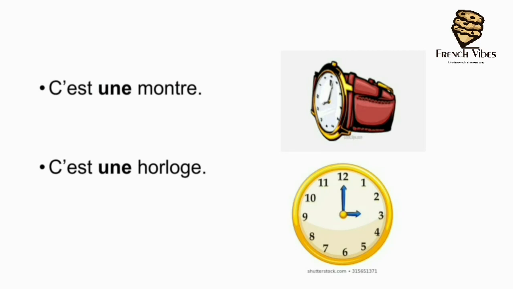C'est une montre. It is a wristwatch. Une montre means a wristwatch. C'est une horloge. It is a clock. Now, une horloge means a clock and H is silent here.